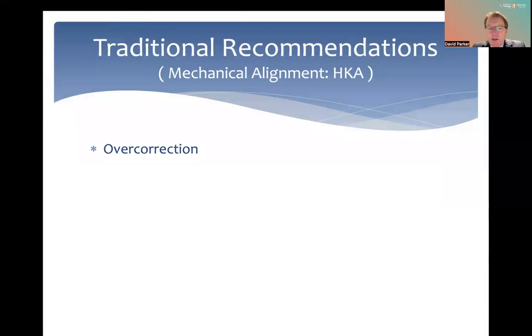The traditional recommendations are for an overcorrection beyond neutral. I think we all accept that.